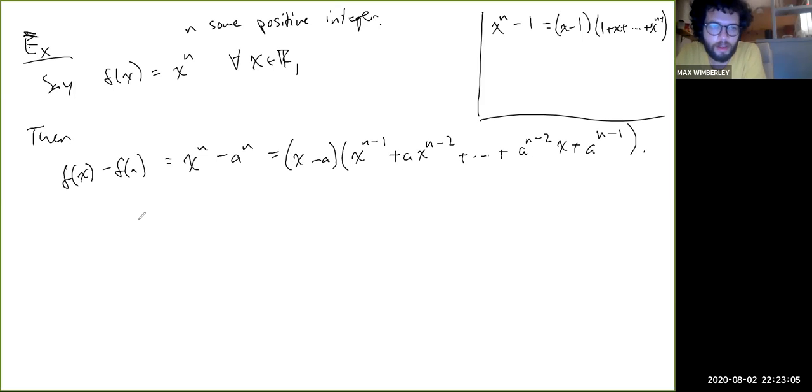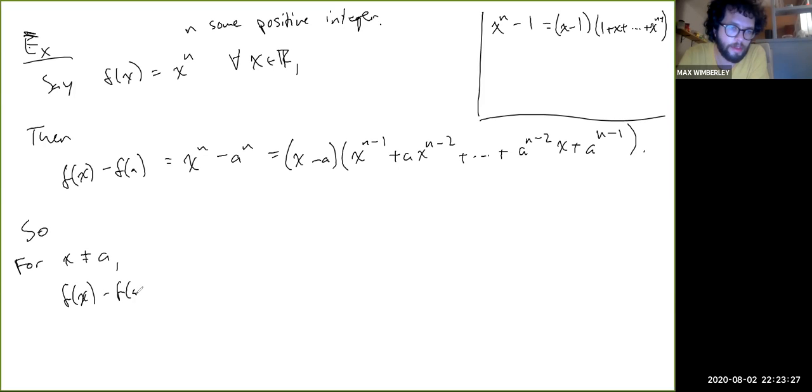So for x not equal to a, the following formula is true. We have f of x minus f of a over x minus a equals x to the n minus 1 plus a x to the n minus 2.